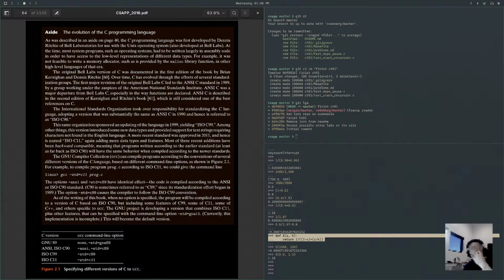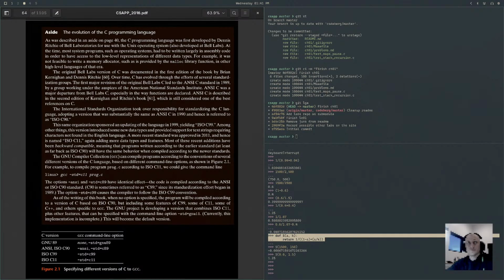The option standard C99 causes the compiler to follow the ISO C99 convention. As of writing this book, when no option is specified, the program will be compiled according to a version of C based on ISO C90, but including some features from C99, some of C11, some of C++, and others specific to GCC. The GNU project is developing a version that combines ISO C11 plus other features that can be specified with the command line option standard GNU 11. Currently, this implementation is incomplete. This will become the default version.